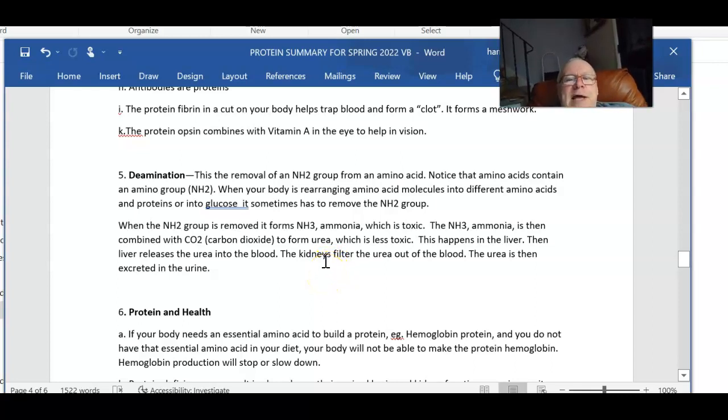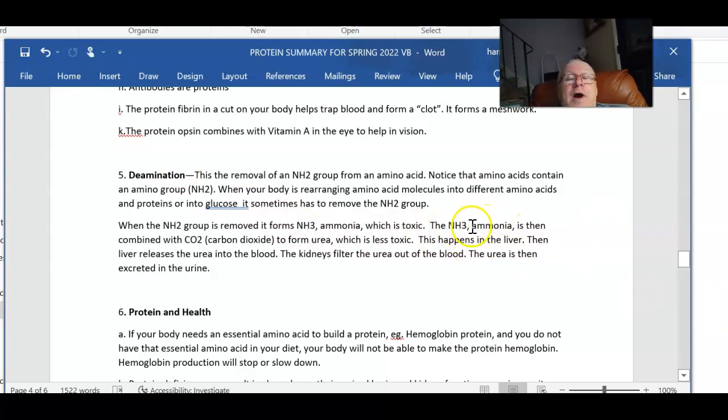And it's got to get rid of it because that NH2 group forms NH3. The NH2 group, the amino group that comes off the amino acid, forms NH3, which is ammonia. And that's toxic. So sometimes when you deaminate, because there's too much protein and amino acids in your body, it says, I got to get rid of this stuff. So one of the first things it does is deaminate it. And it takes off the amino group, which gets converted into ammonia, which is toxic. Now it's got to get rid of the ammonia, the NH3.